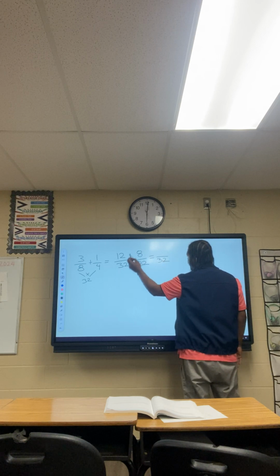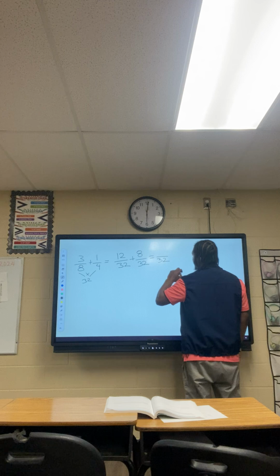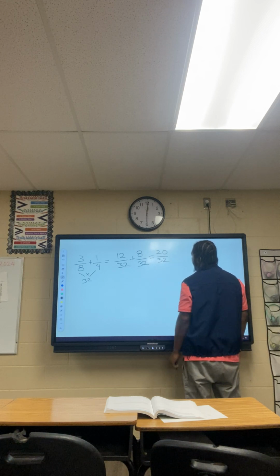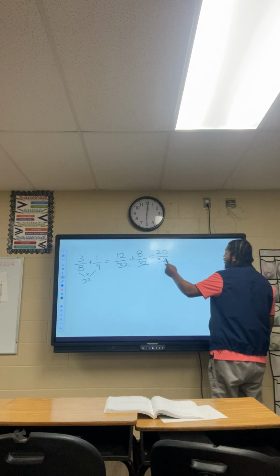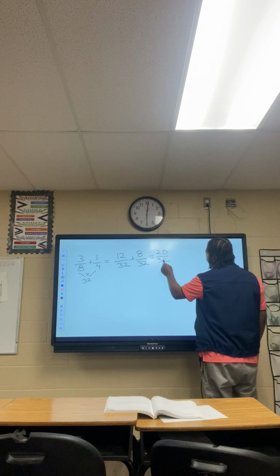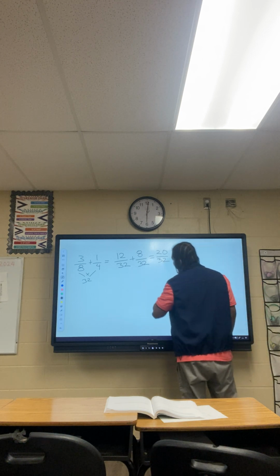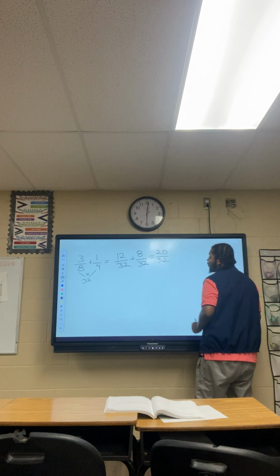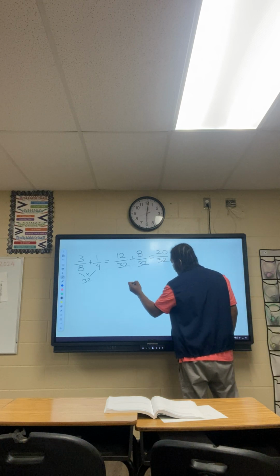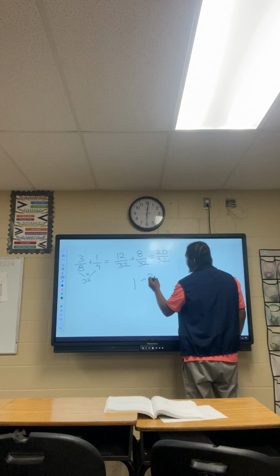And then we can add our numerators, 12 plus 8. 12 plus 8 equals 20. Okay? So now we know how much paint he has used, and we know the full amount that he has. Okay? So now we can take this and we can subtract this number from 1 whole. Okay? So we have 1 minus 20 over 32.